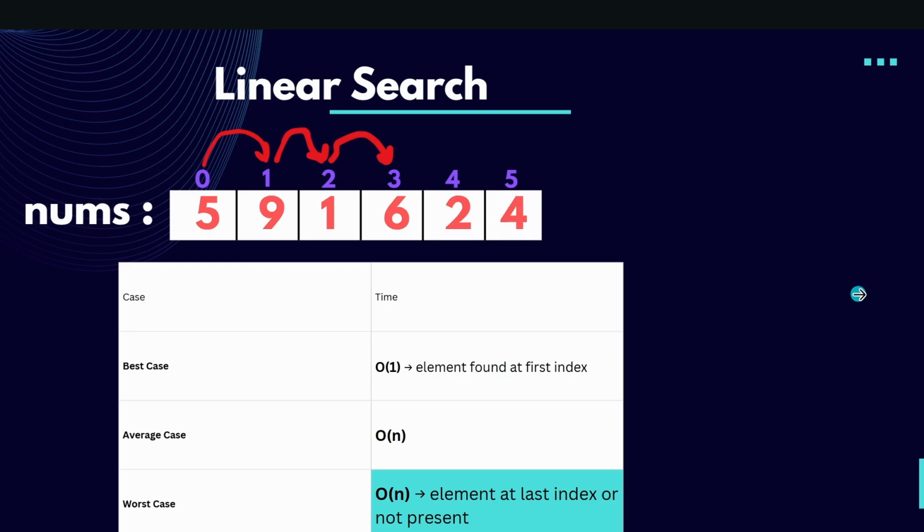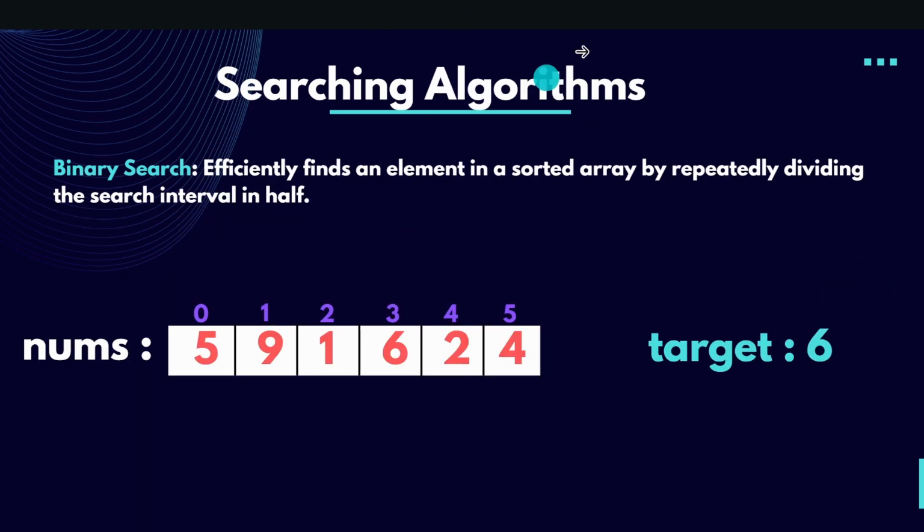So I hope you understood the linear search. Now, among the searching algorithms, we have only 2: linear, which we completed, and now the binary search. Basically, binary search is another implementation. Let's see how you implement it. It efficiently finds an element in a sorted array by repeatedly dividing the searching interval in half.